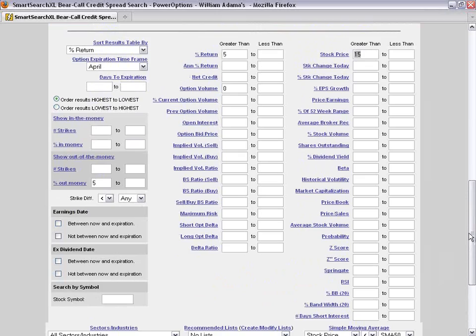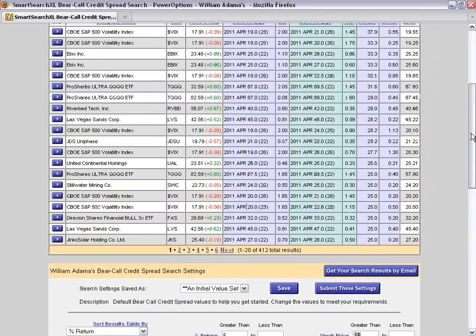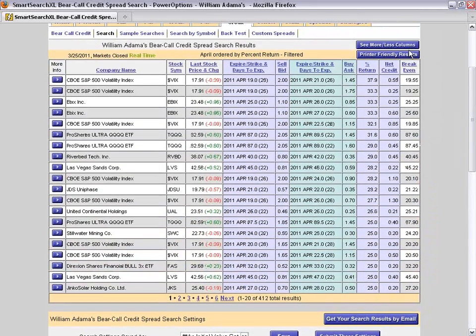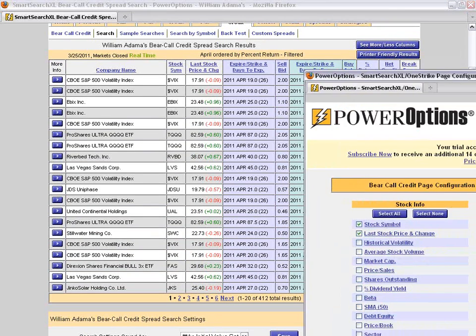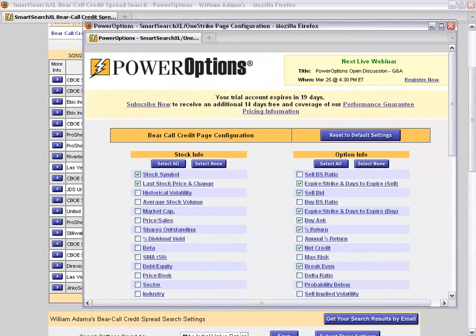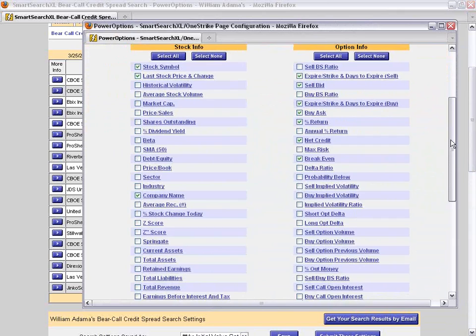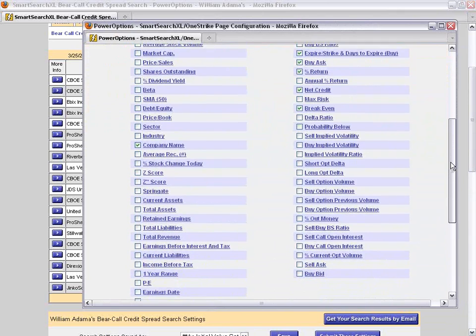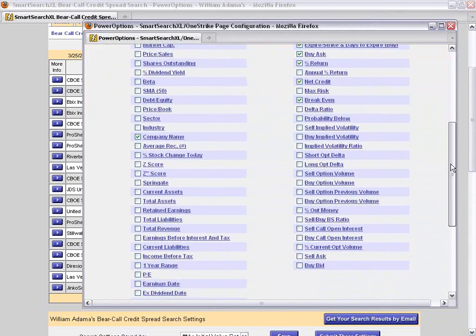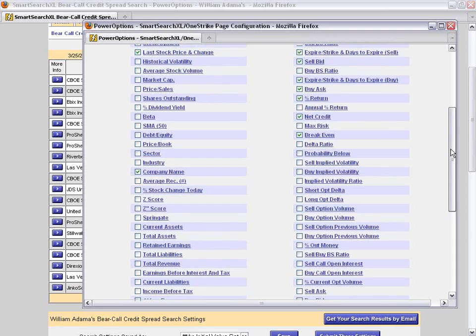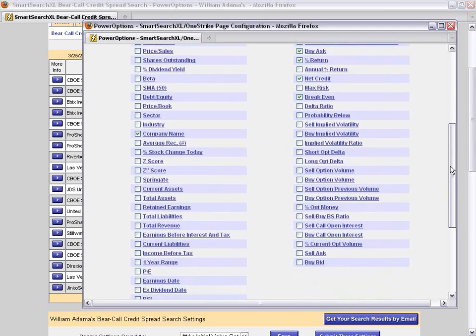Now to be safer, let me scroll back up to the top here. What don't I have? I don't have the probability selected, so very quickly let's do that. I'm going to click on the See More or Less Columns button up at the top of the screen. And let me go ahead and select the percent probability. Did I just pass that? I apologize. I think I just skipped right over it.